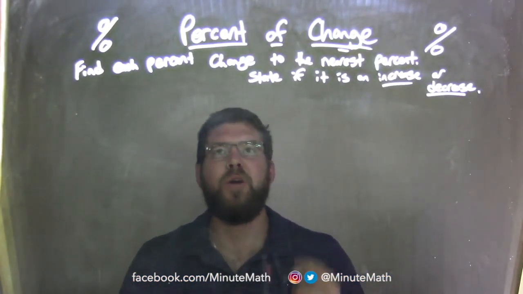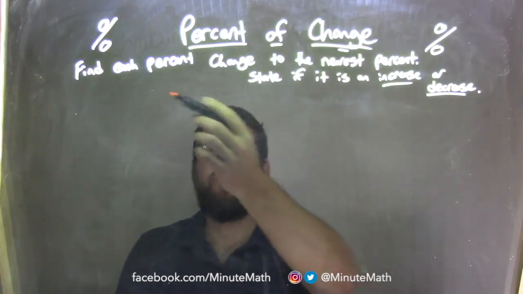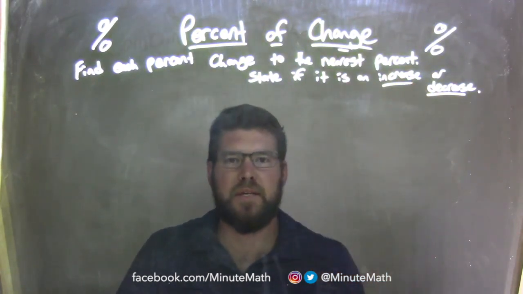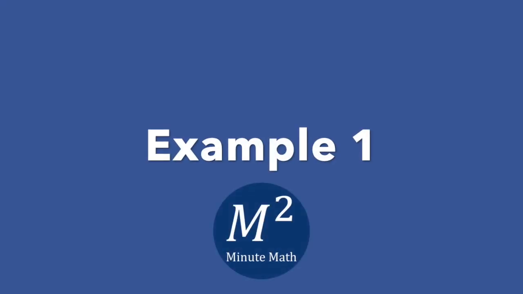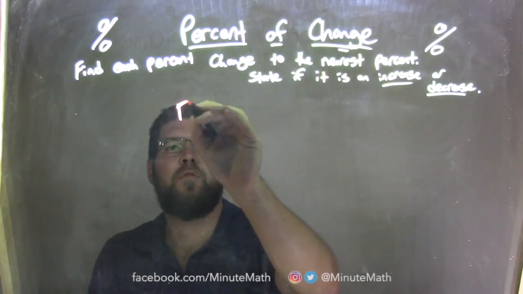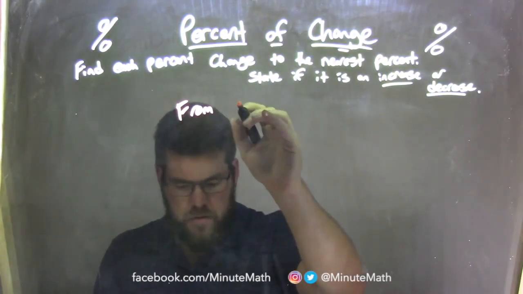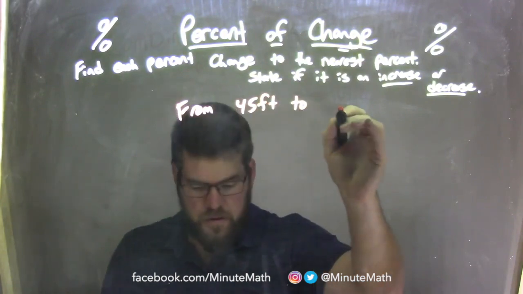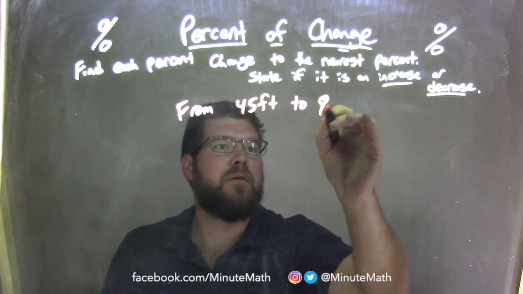And today we're going to learn about percent of change. I'm going to find each percent change to the nearest percent and state if it's an increase or decrease. So if I was given this problem, from 45 feet to 92 feet.